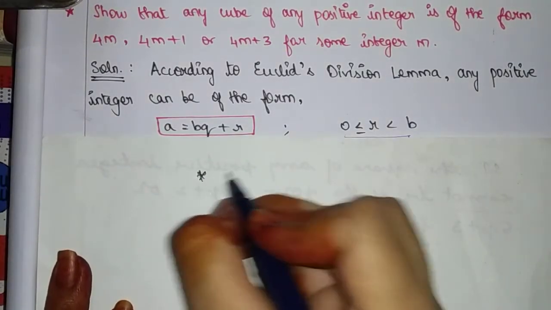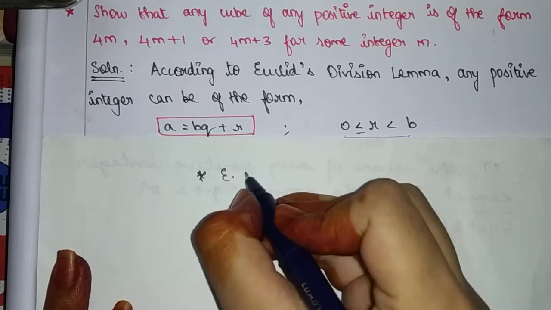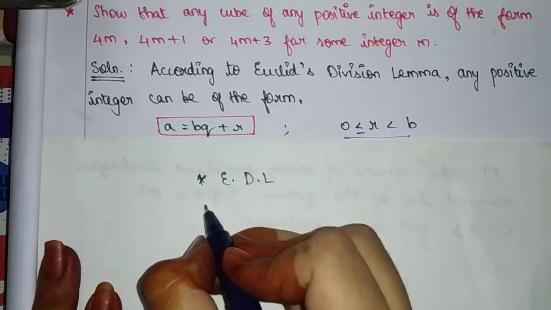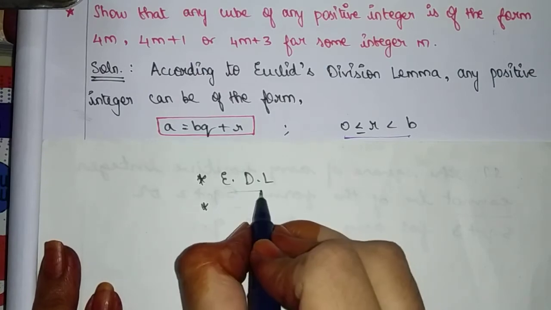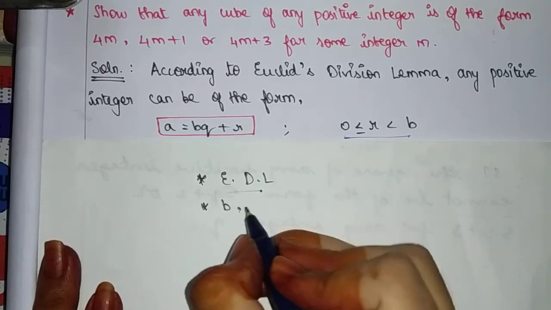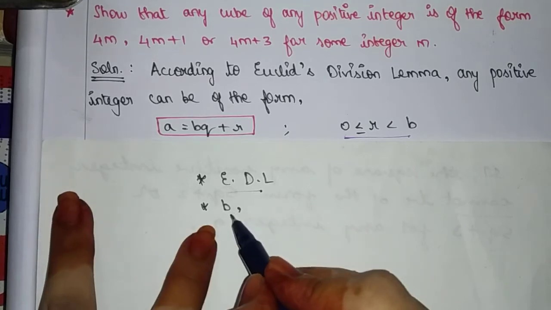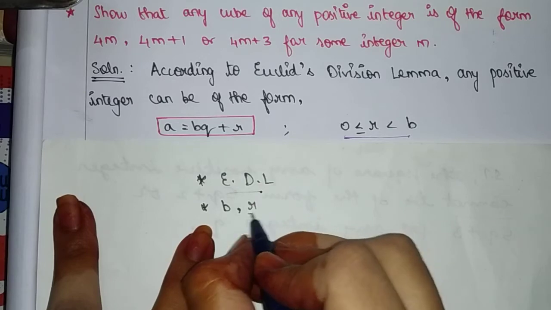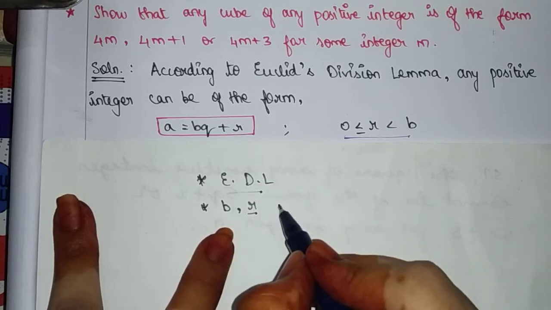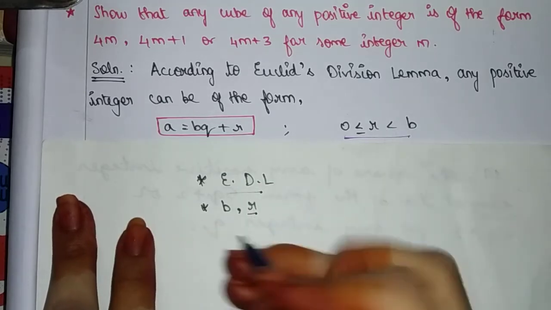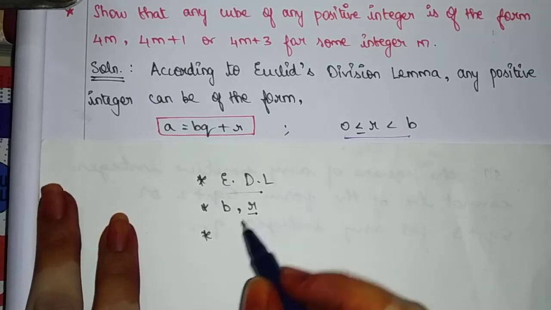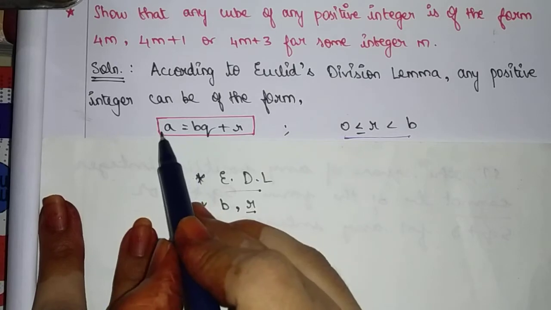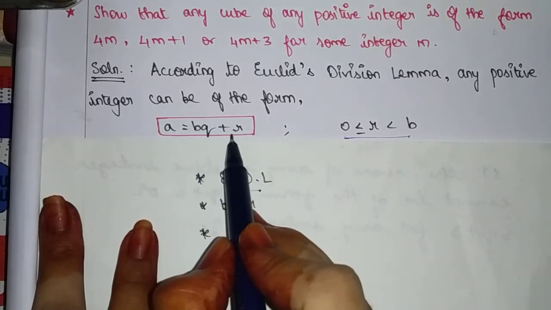The first step is to write the definition of Euclid's division lemma. After writing this definition, find the value of b. We can find the value of b from the question. Once we get the value of b, we can find the range of r, that is the remainder. After finding this, we substitute b and r in this relation: a is equal to bq plus r.